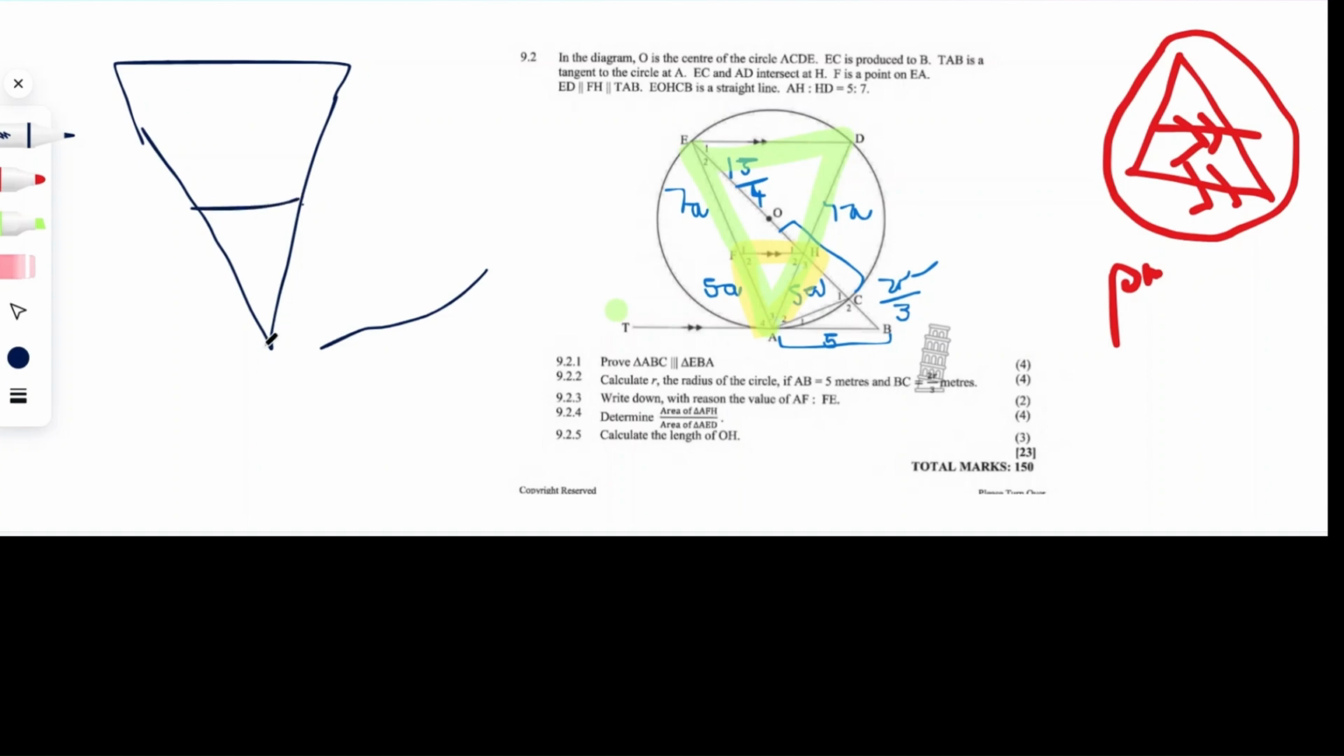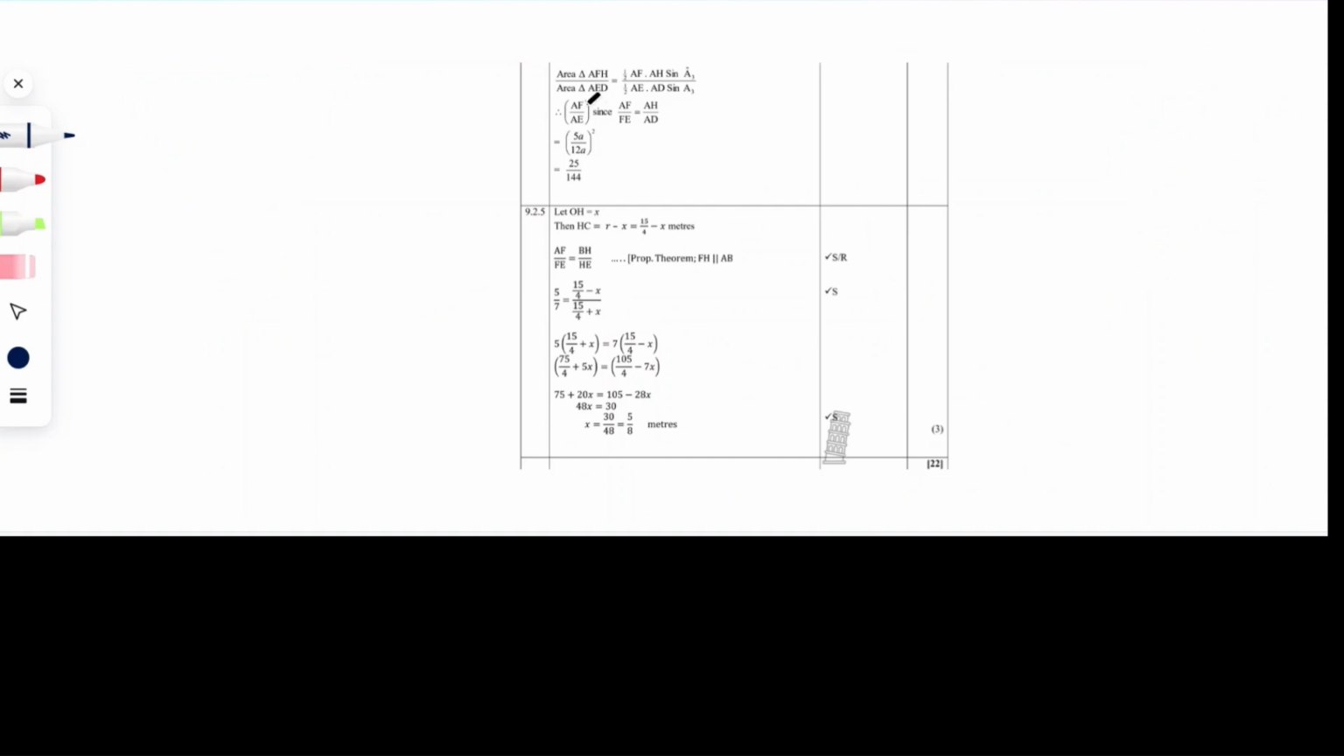If they share the exact same vertex, guys, and you need to calculate the area of both of the triangles, and you can see it's in the form of a fraction, use this exact same method that I'm going to show you. You have to use this formula. So what formula are you going to be using? You're going to write the formula: the area of triangle AFH over the area of AED equals half of the length of AF and AH.